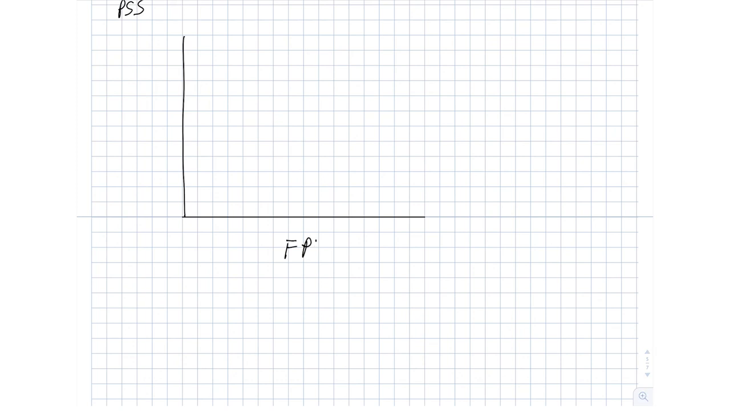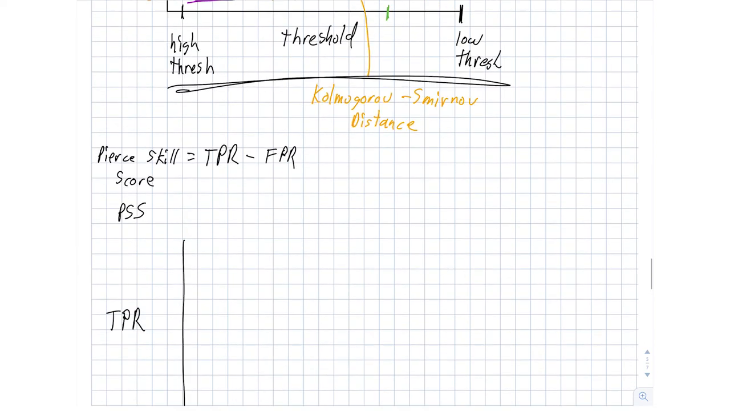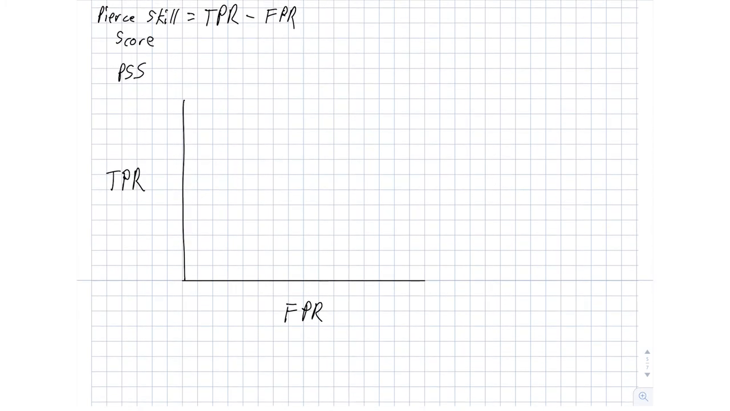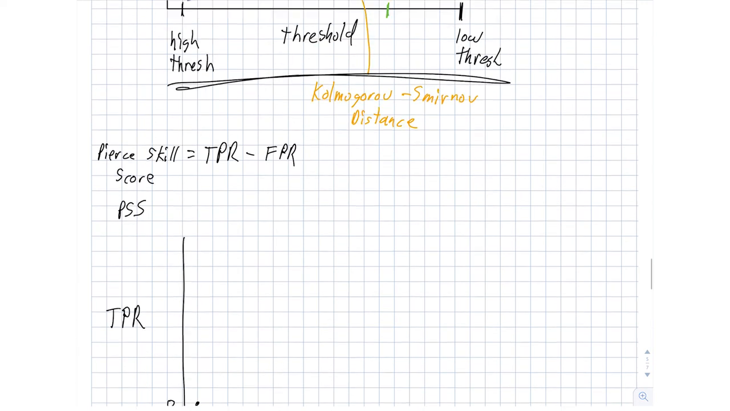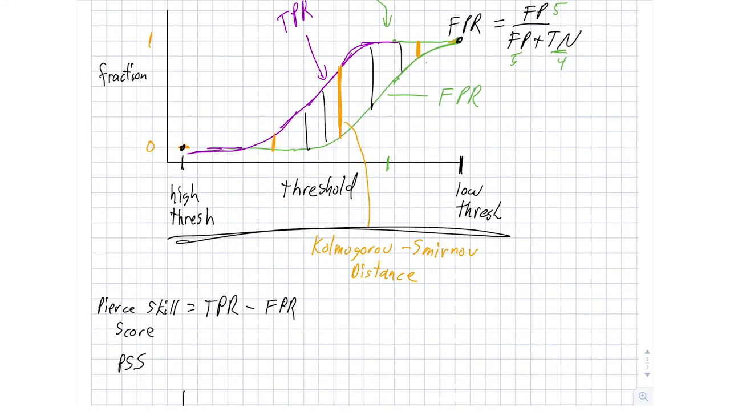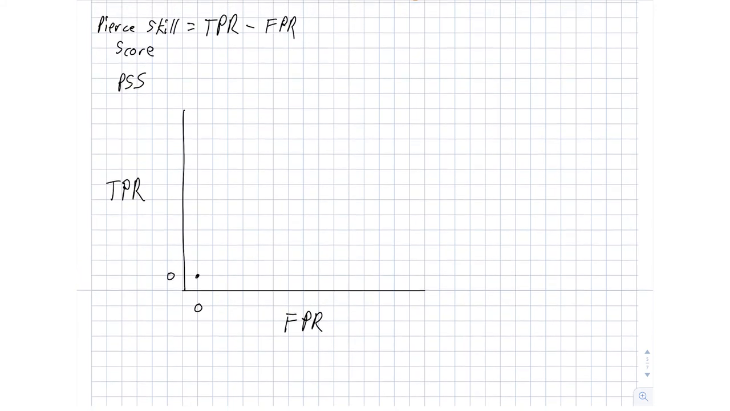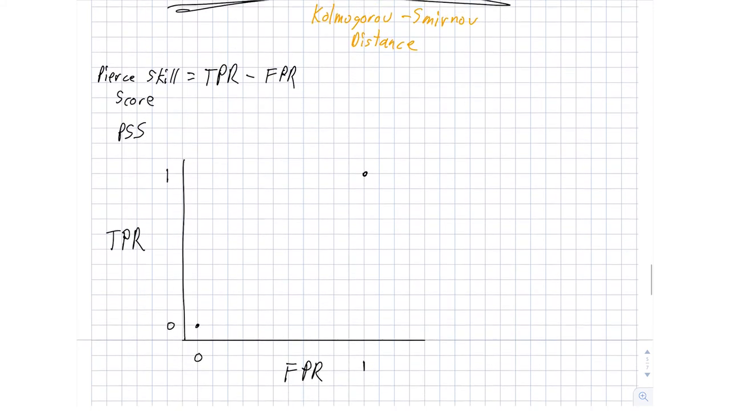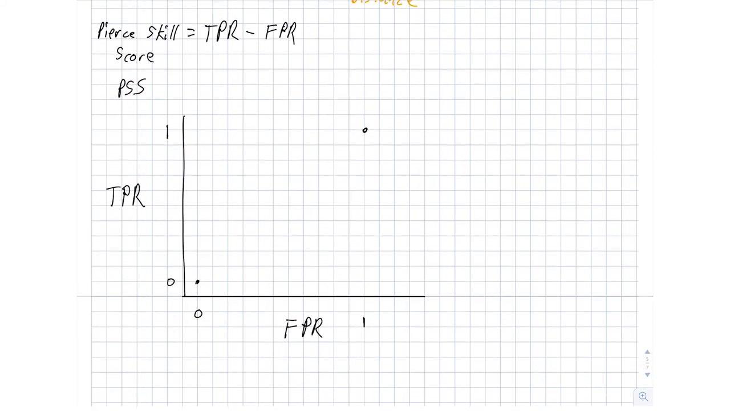And that picture looks like this. So FPR is along the horizontal, and TPR is here. And referring back to this original picture, with a very high threshold, both were zeros. So this is zero, zero here. And at the very low threshold, both were one. So let's put that right here. So that's one in FPR and one in TPR. And for this particular case, if we were to draw TPR versus FPR, we would end up with a curve that kind of looks like this.